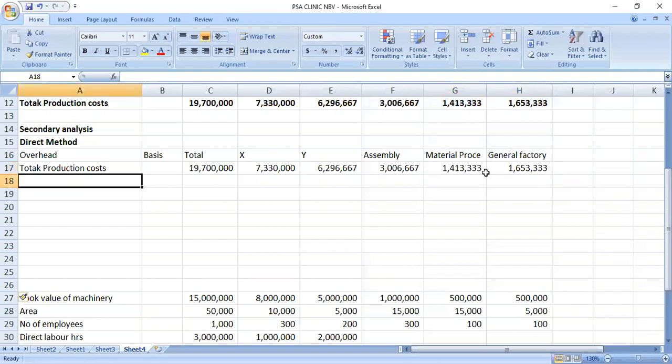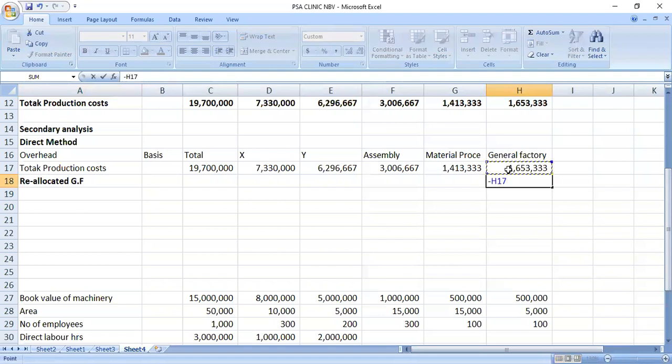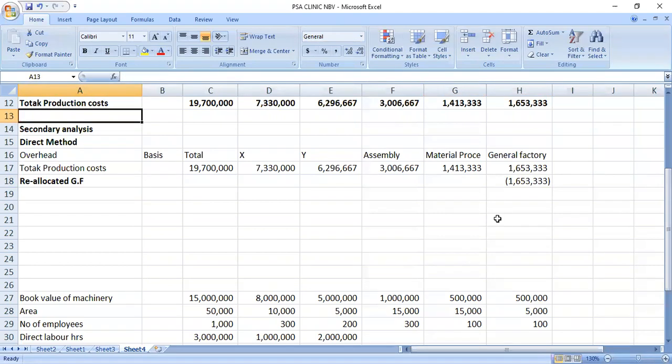So we're saying reallocating or allocating general factory. So in allocation, we're saying this is going away. Okay. So because it's going away, what can we use? What's the best basis to give away this overhead? So general, let me just confirm the whole heading. What's called general what? General factory.